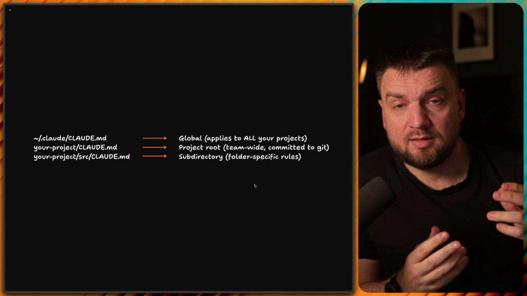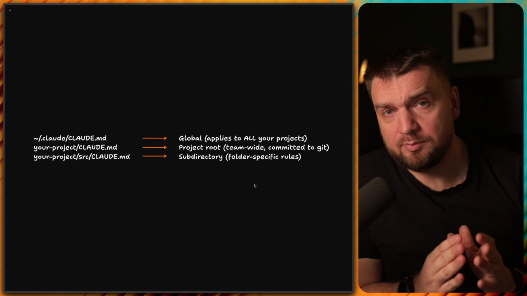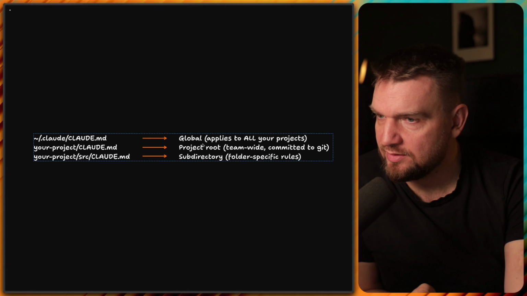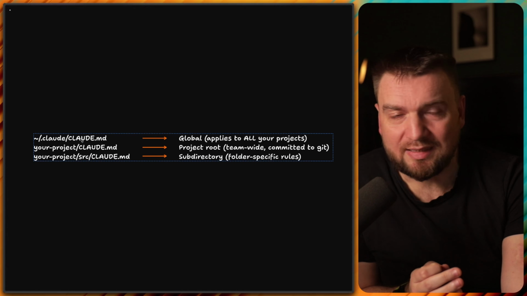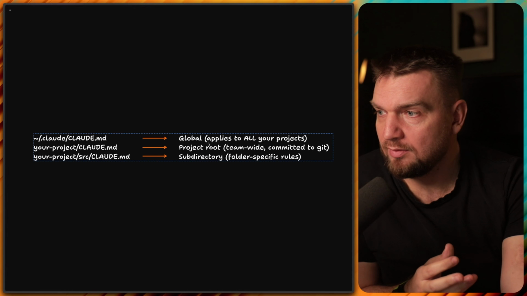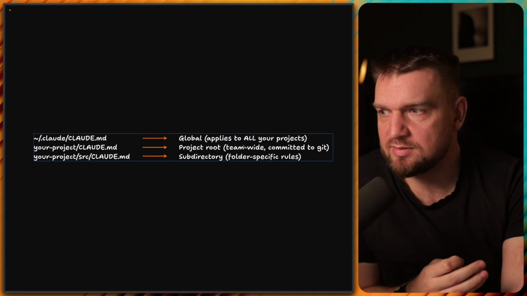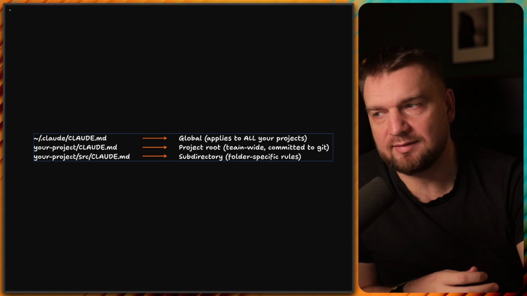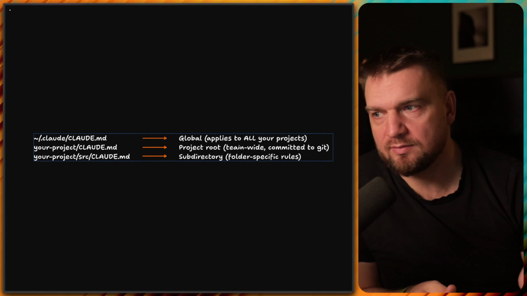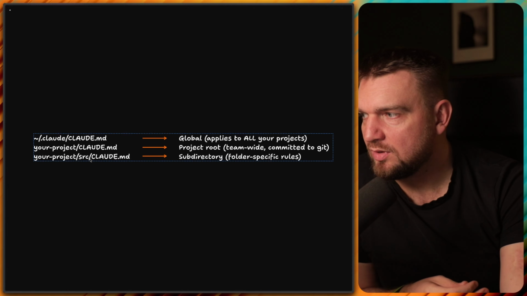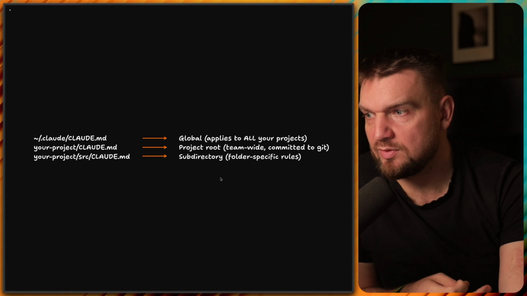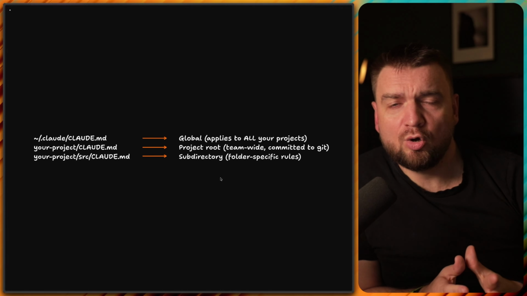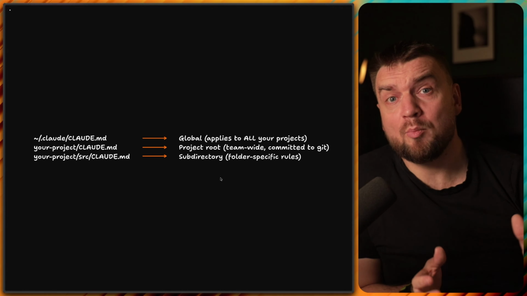If you say never use console.log for error handling, always use the custom logger module, it will respect that every time. Now, you can actually have multiple CLAUDE.md files. Let's see this hierarchy here. You have a CLAUDE.md file in global, which applies to all of your projects. You have one CLAUDE.md in the project root, which is team-wide, committed to Git. And you also have one for a subdirectory, which applies only to folder-specific rules. And Claude reads all of them and combines them together.